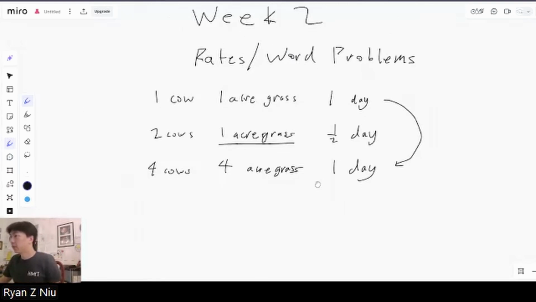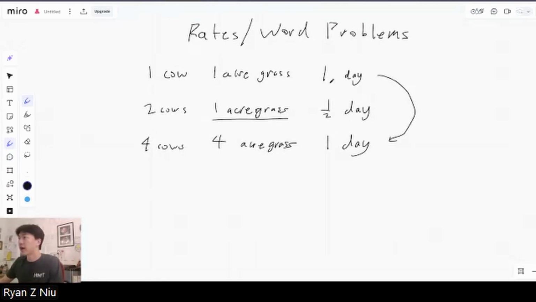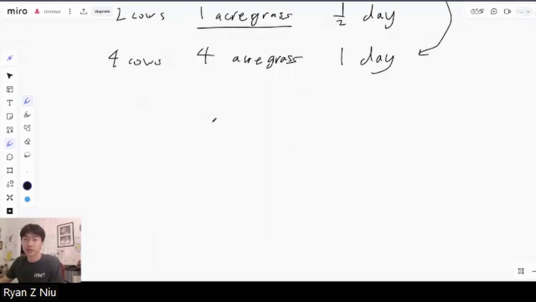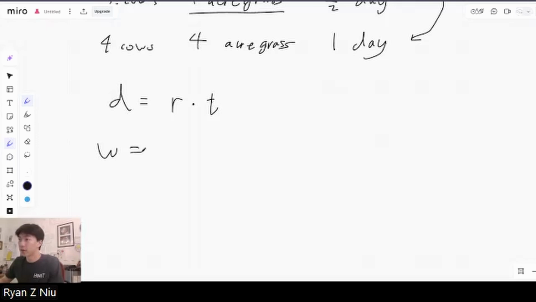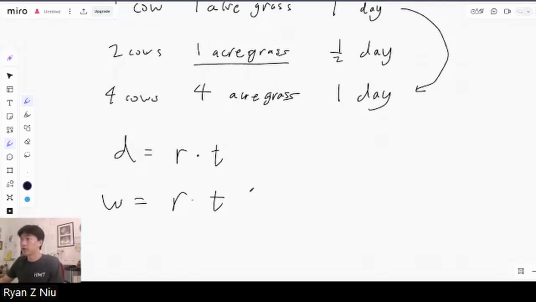And so the reason I bring up this sort of cows, grass, and days analogy is because this is the heart of rate problems. And so the most important formula you guys should know is distance equals rate times time. Or in some cases, it will be work equals rate times time, right? So I think this is pretty self-explanatory. Distance is how far you've traveled. Rate is your speed, and time is, well, just the amount of time that's gone by, right?